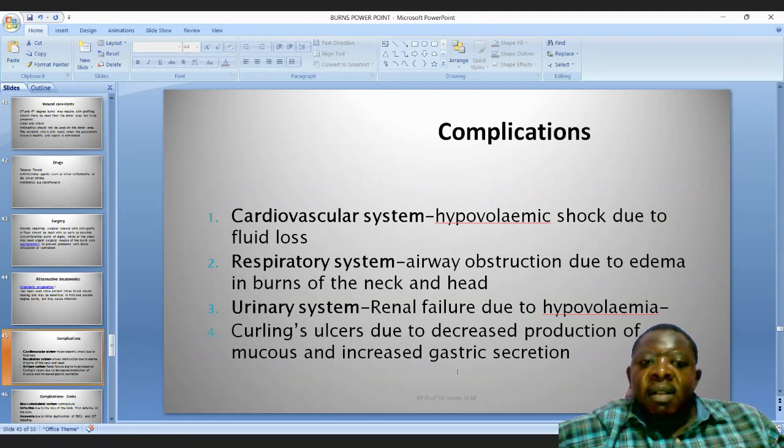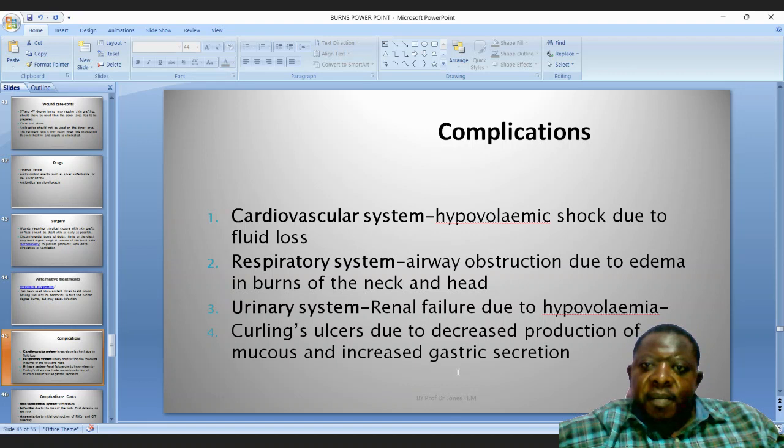Fluid elimination: observe urine output in relation to fluids given. In adults, 30 to 50 mls per hour at least. It is something that you need to reach in order to rule out hypovolemic shock, and in order to rule out renal failure or onset of renal failure. So monitor input and output.